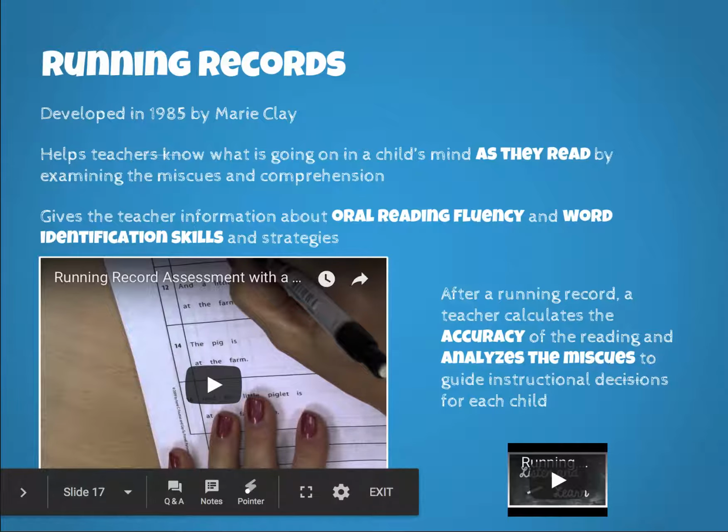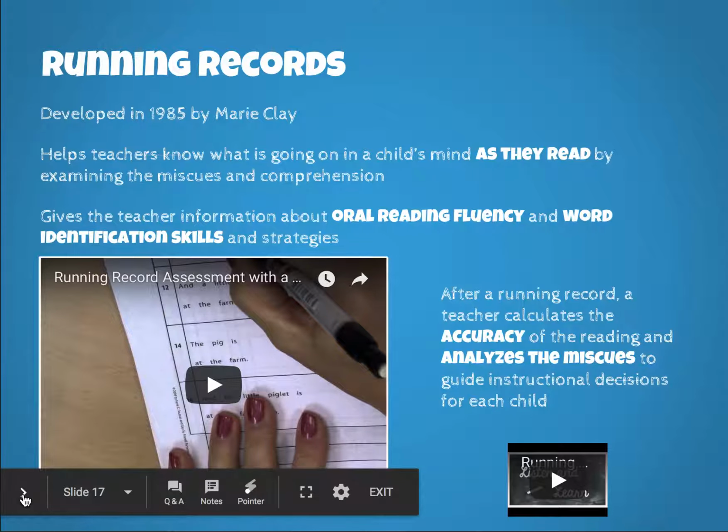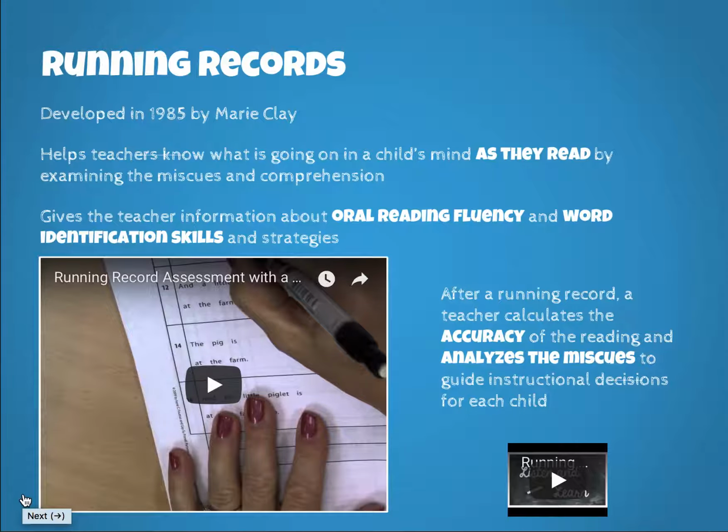Now, I don't want you to be scared, but running records are difficult to administer, and they are difficult to get used to. So you should feel uncomfortable when you're doing this with a child for a while. But practice makes perfect, and by the time you get good at this, you can do it in your sleep.